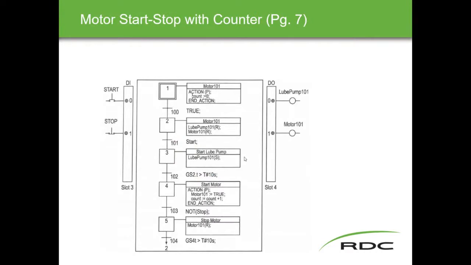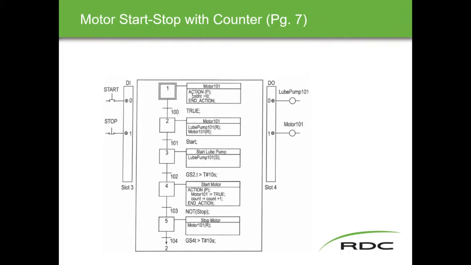Okay, here's a motor start stop with counter. So this is on page 7 here. That's the first look at how the sequential function chart works. So we have the initial step with the double box here, and a bunch of other steps, 5 steps in this case. We have 1 transition, 2 transitions, 3 transitions, 4 transitions, 5 transitions, and a bunch of activities.